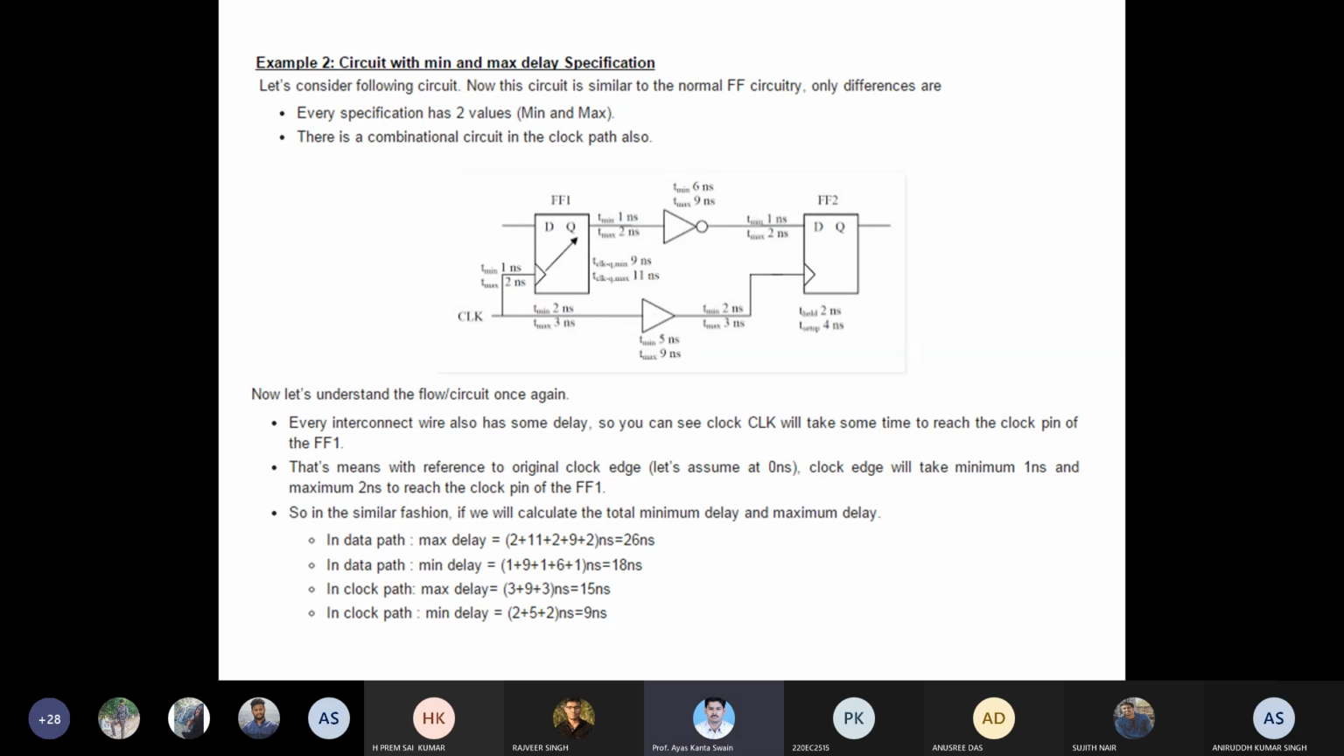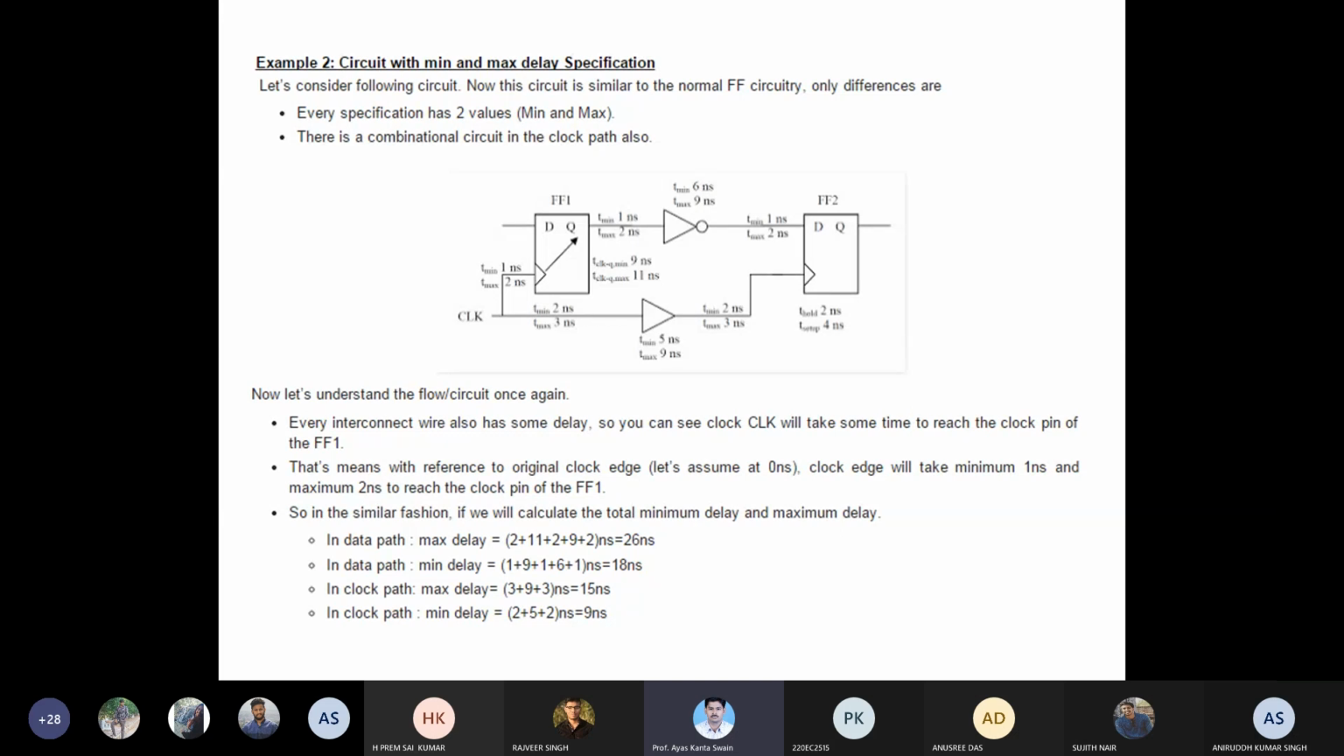So here you see the same scenario, but with a clock path. There is a data path traveling from flip-flop one to a NOT gate, then to flip-flop two, and there is a clock path, meaning the synchronous connection of flip-flop one and flip-flop two. In between that, there is a buffer. Okay, so in the clock path also there is certain delay present.